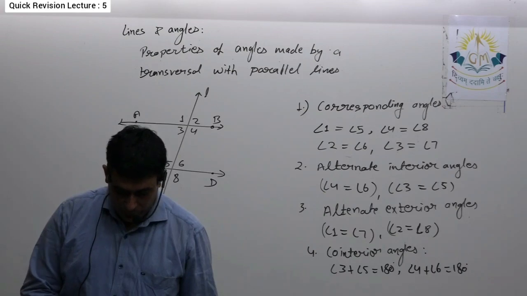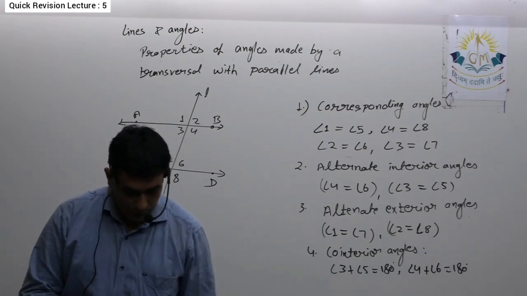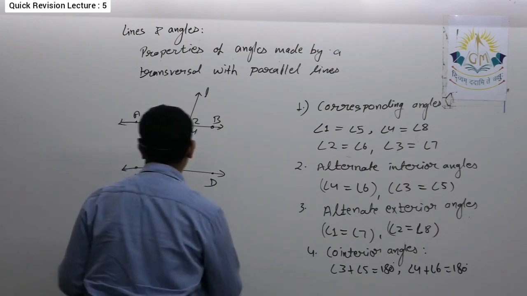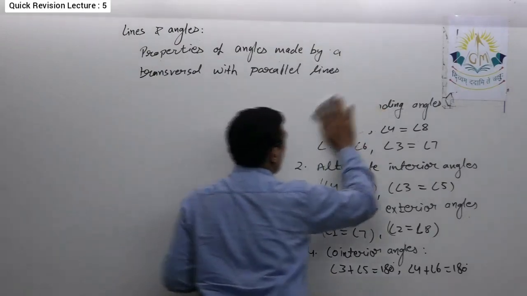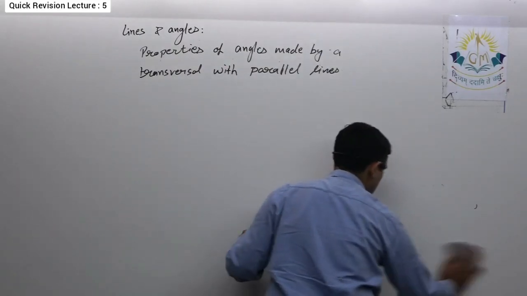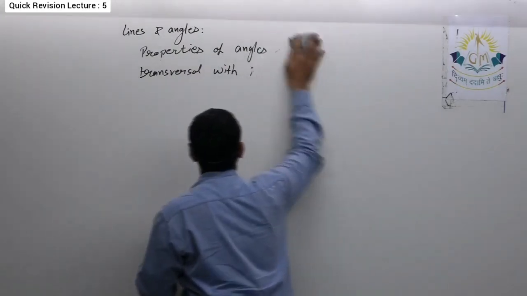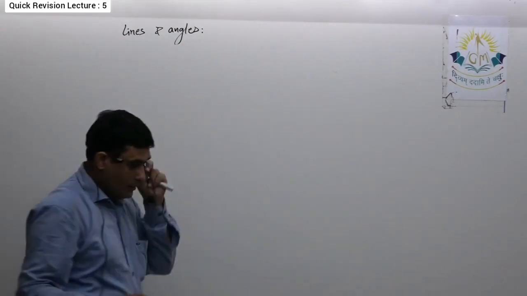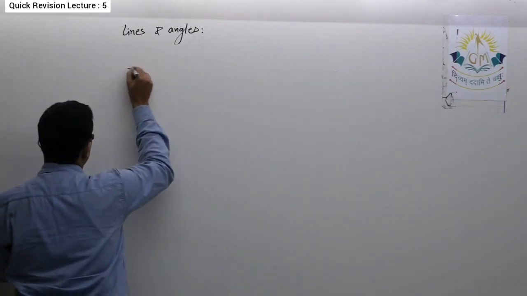Now next we will see the angle sum property and the exterior angle property of a triangle. First, the angle sum property of the triangle.